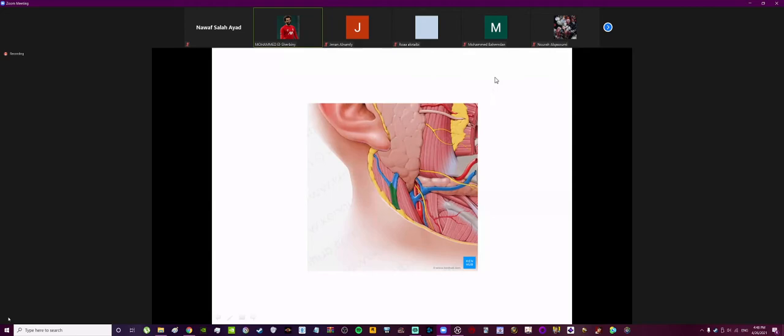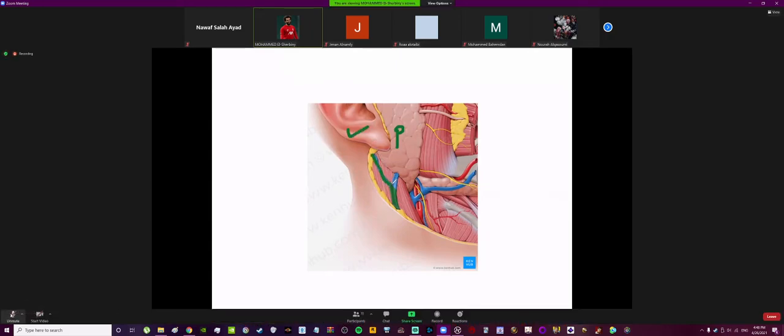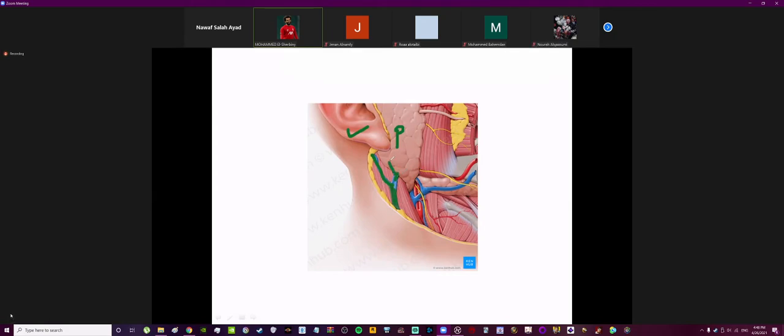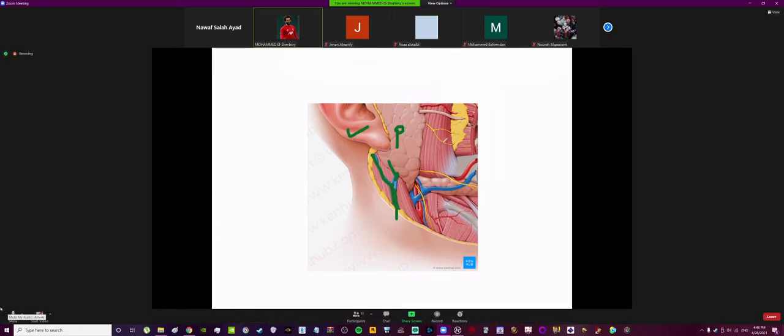These are the veins. This is the parotid gland. Any vein behind the auricle will be the posterior auricular vein. It unites with the posterior branch of the retromandibular vein to form the external jugular vein. Yes, this is the external jugular vein. I will change the color. This will be the external jugular vein.